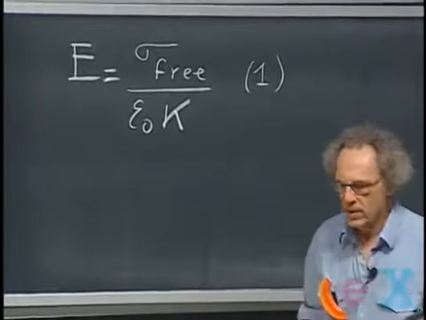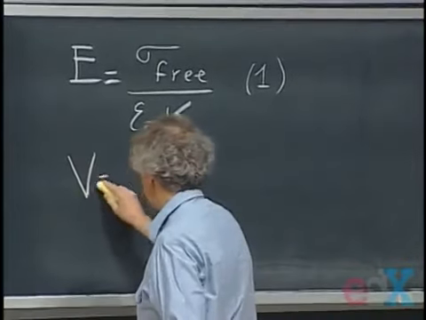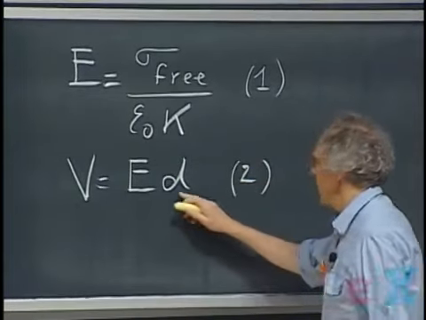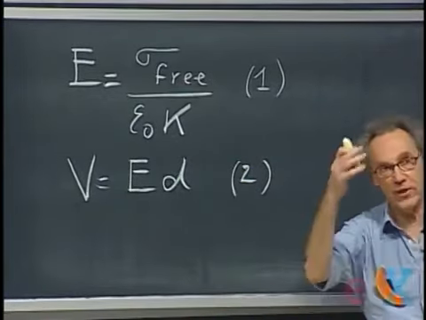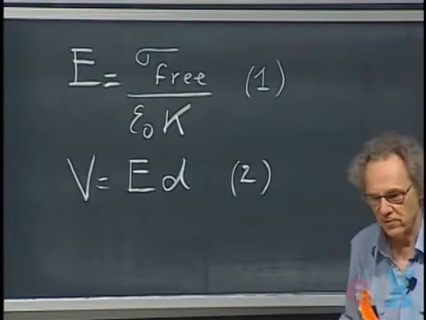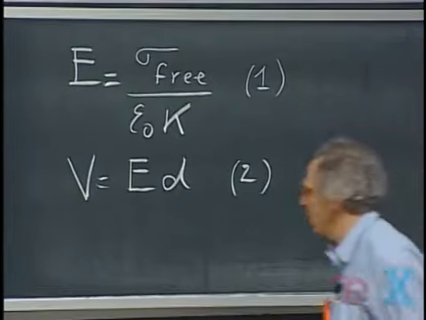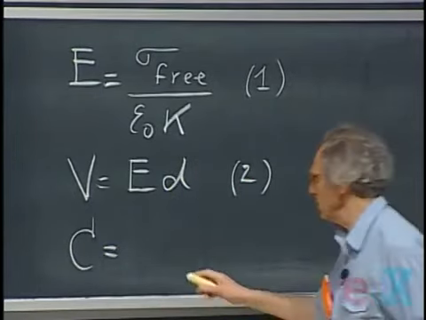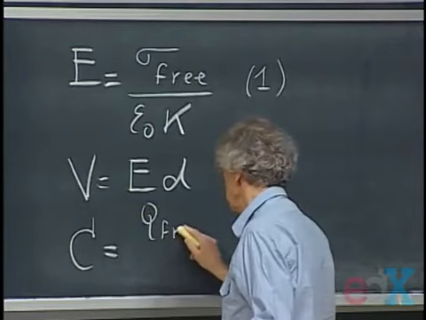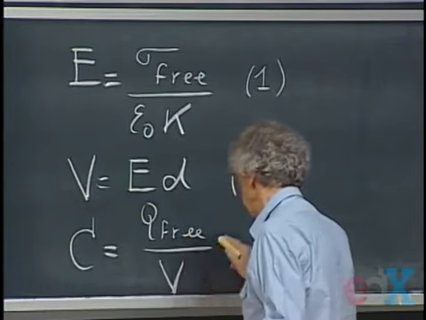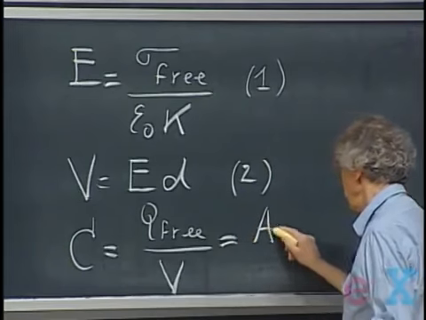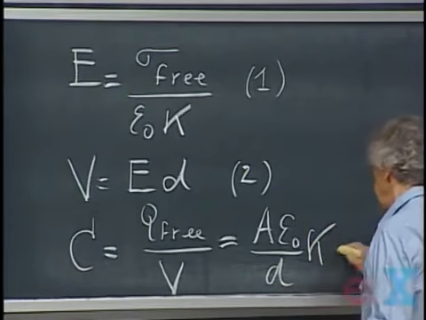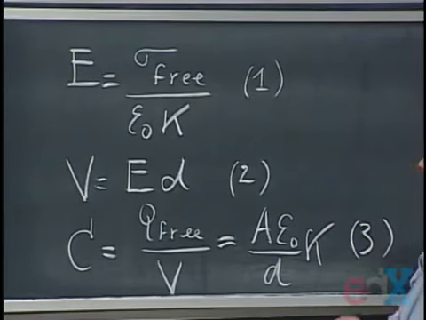The second one is that the potential difference over the plates is always the electric field between the plates times D, because the integral of E dot dl over a certain path is the potential difference. That's not going to change. And then the third one that may come in handy is the one that I have already there. C equals Q free divided by the potential difference, which in terms of the plate area is A times epsilon 0 divided by D times kappa. Let's call this equation number 3.